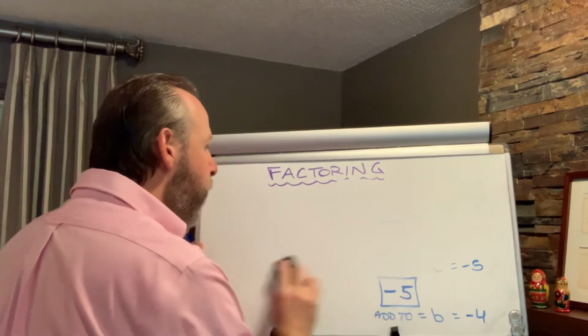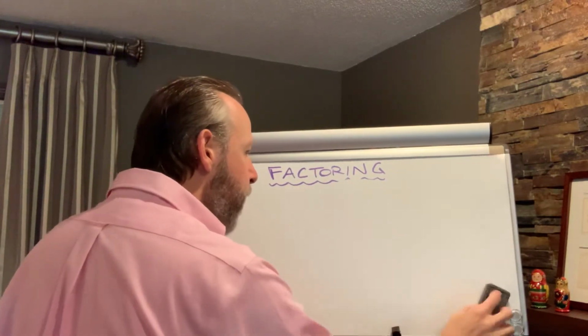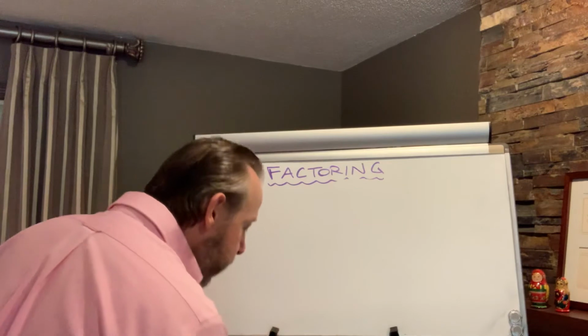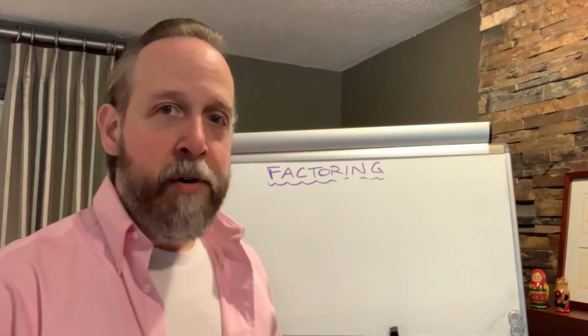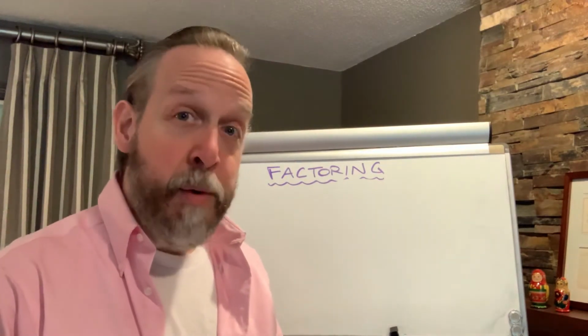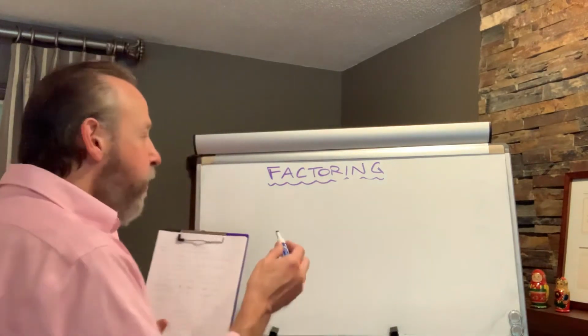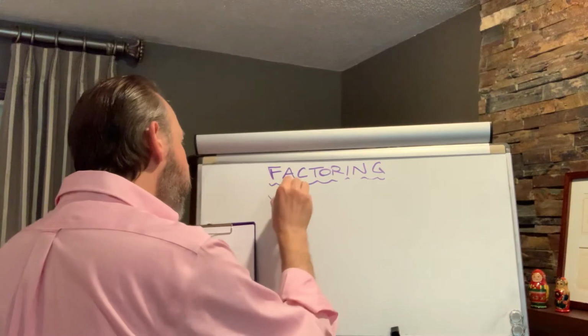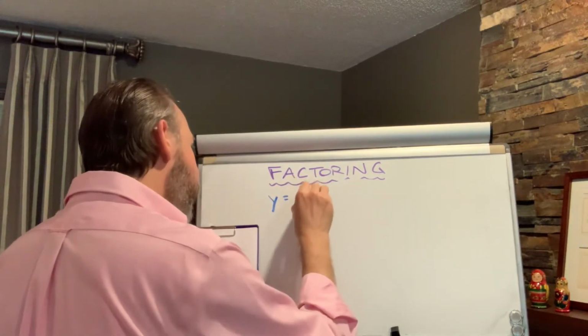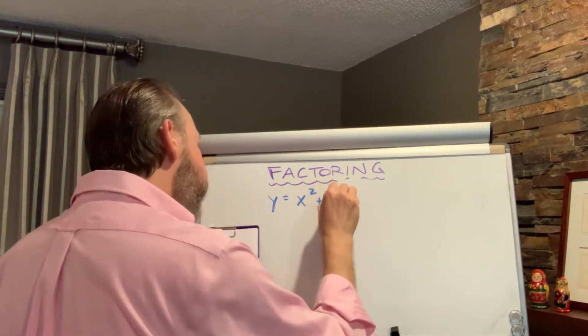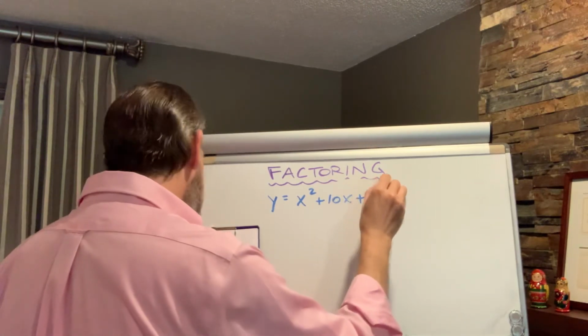Okay, we'll do one more example of how factoring can work for you. And again, remember, factoring gives us the component parts of our equation and allows us to find out what the x-intercepts are going to be with this nice, easy method. So try this one. Y equals x squared plus 10x plus 24.